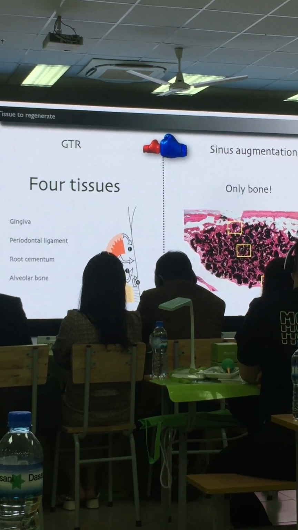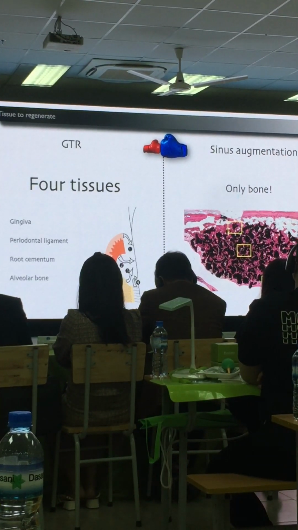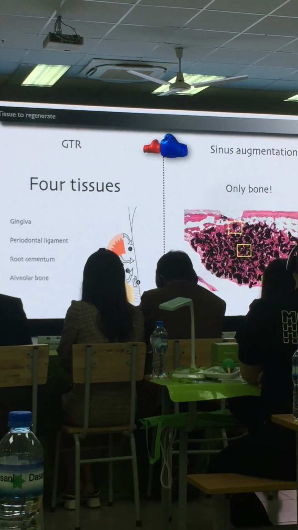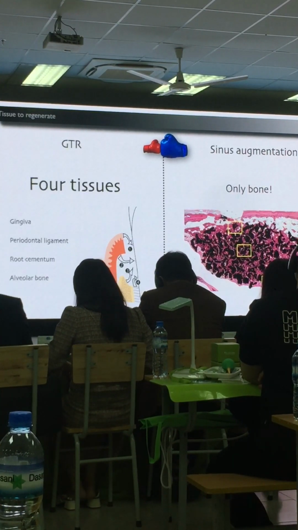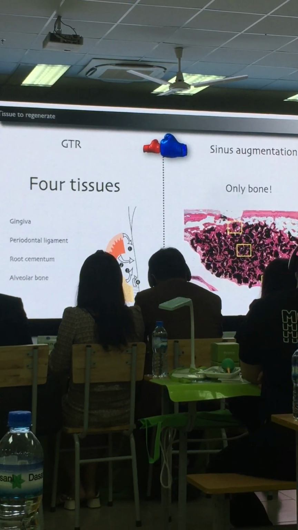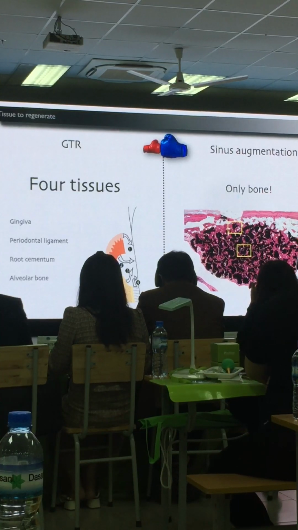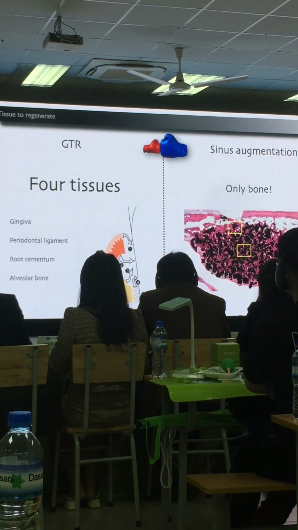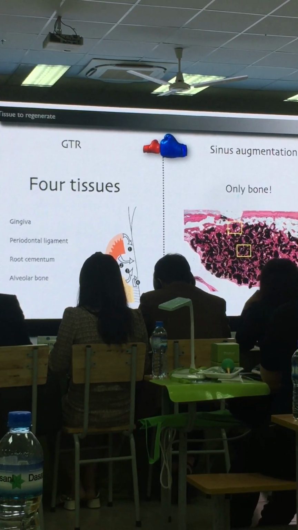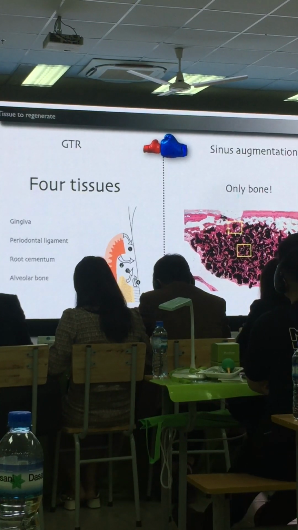In terms of the tissue to regenerate, four tissues including gingiva, periodontal ligament, root cementum, and alveolar bone need to be regenerated. Those tissues are quite different in origin and progenitor cells: fibroblast, cementoblast, and osteoblast. On the other hand, for sinus augmentation, only bone tissue is needed. Very simple.